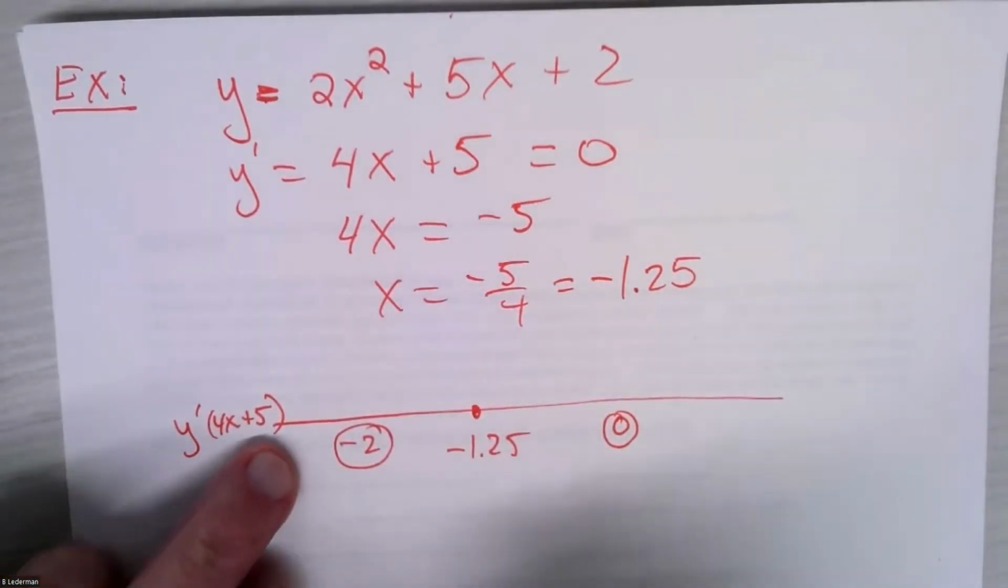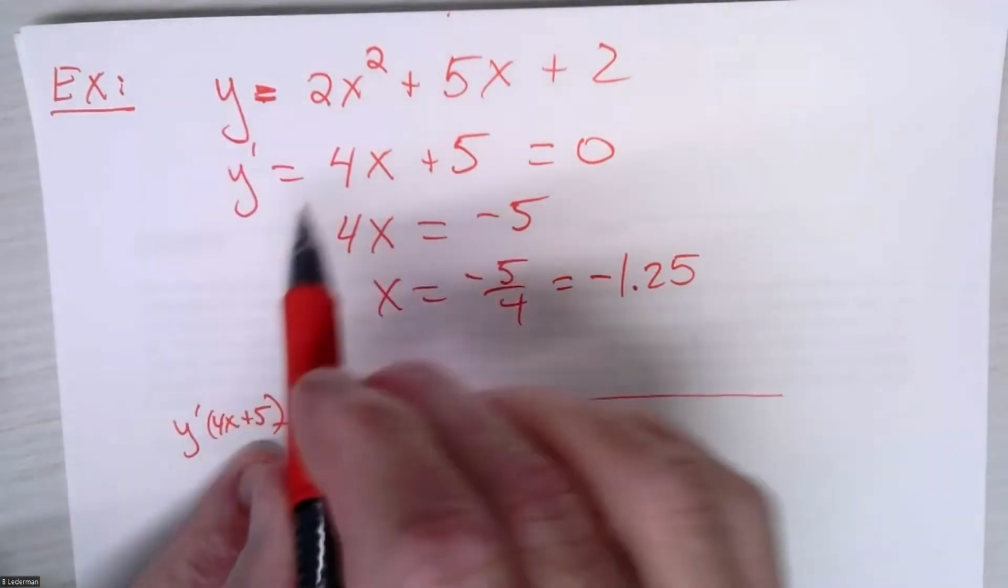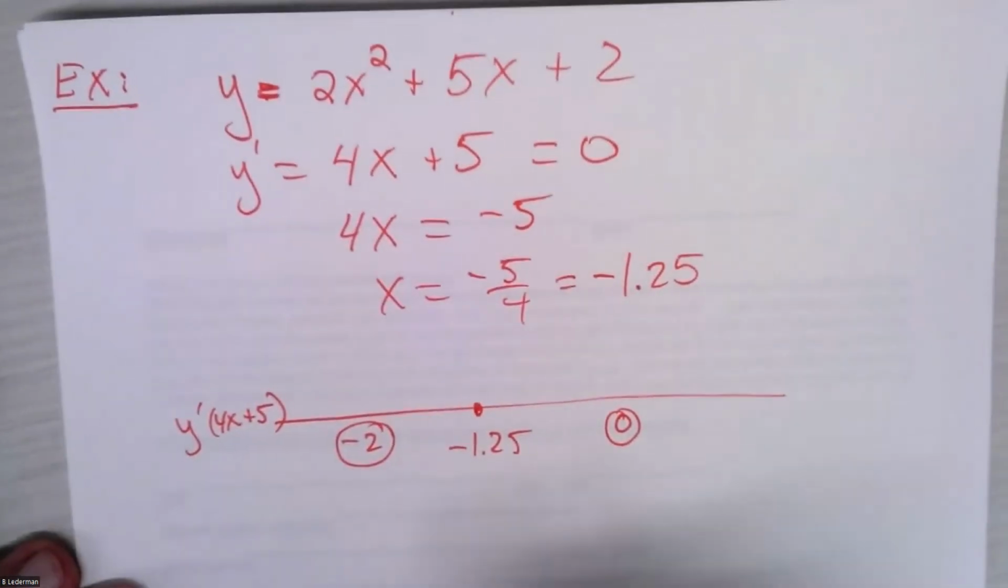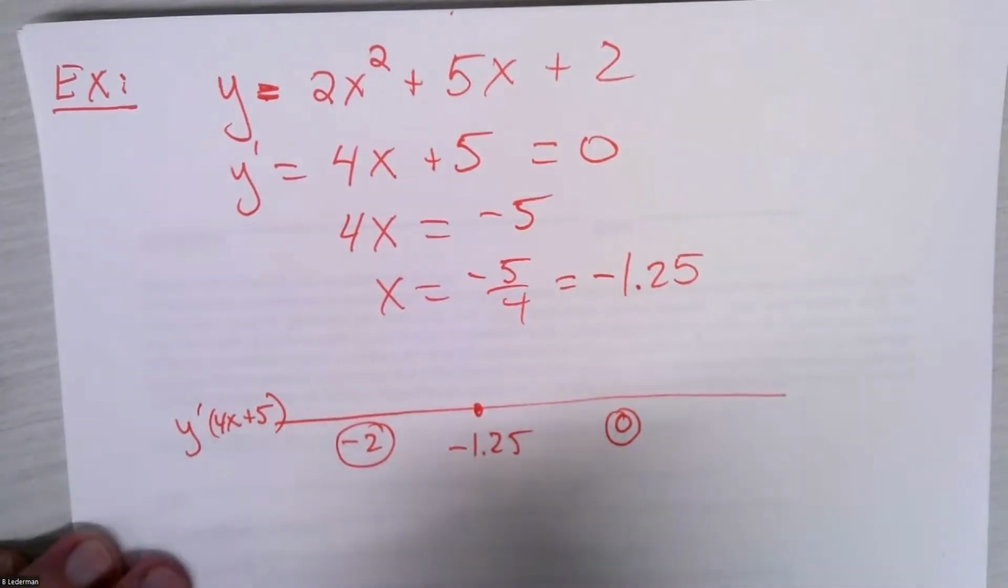I like to put this here. I want you to realize what this line is. This is not a line for y, it's a line for y prime. So my goal is to see where this function is increasing and where it is decreasing. We're just going to see, is it positive or negative? Is the derivative positive or negative when x equals -2?